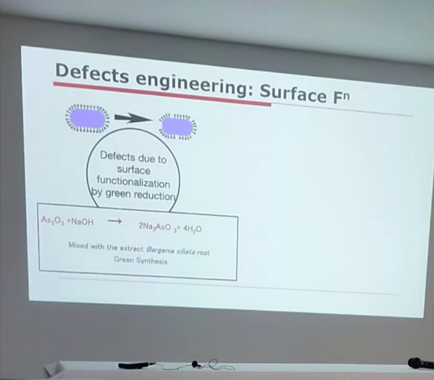So what we do is take these arsenic nanoparticles and functionalize them with certain green reagents. In this case, we use an agent called Virginia ciliata, Pashan bheti pathar. You must have heard of the plant's name. It's used in Ayurveda to grind stones in your kidney.